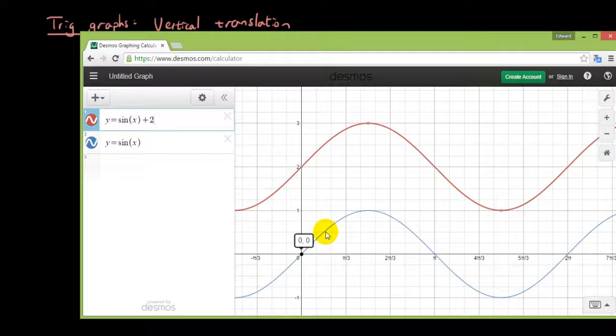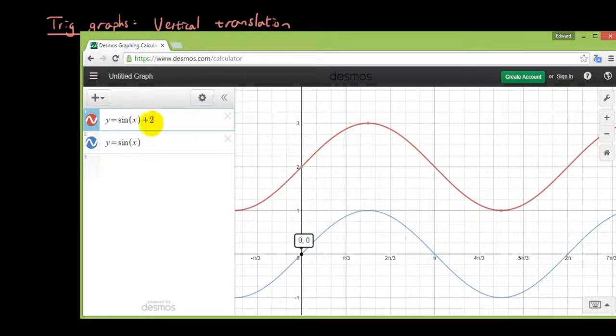So whichever y value was on the original function, for example here the y value is 0.637, if we add 2 to that on the same x value, when x is 0.7, y is 0.644, but if we add 2 to the y value, when x is 0.7, y is 2.644. So we're just adding whatever this number is on the end to our original y value.